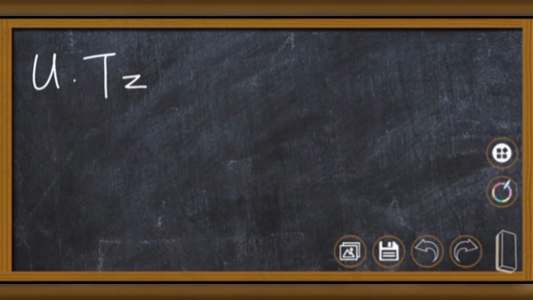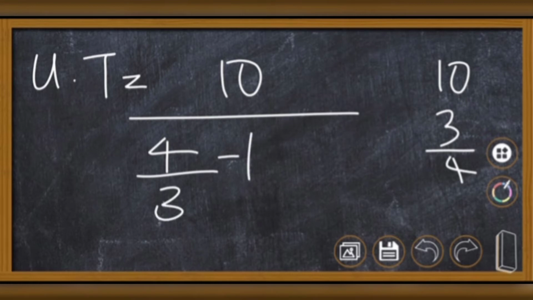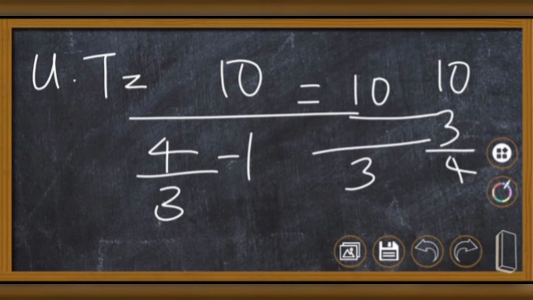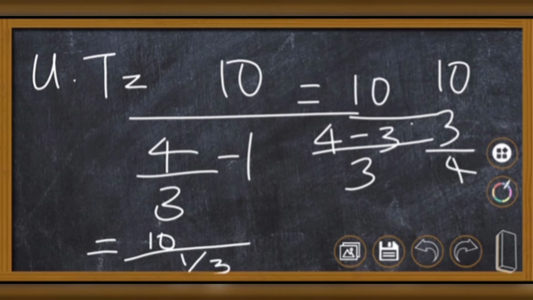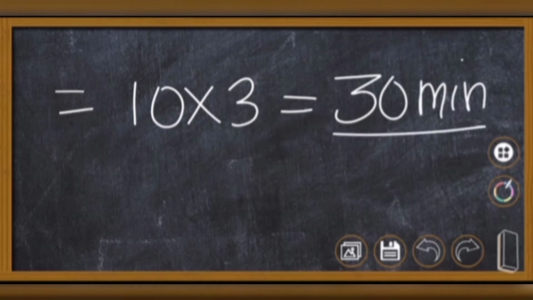What is in this question? Usual time is equal to, he is late by 10 minutes. Okay, 10 divided by, and it takes 3/4 of his speed. So the reciprocal will be 4/3 minus 1. So 10 divided by, here 3 is the LCM, and 4 minus 3. So we get 10 divided by 1/3, which is equal to 10 into 3, that is equal to 30 minutes. Okay, so that is the answer.